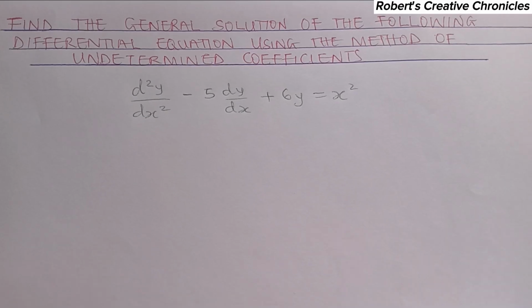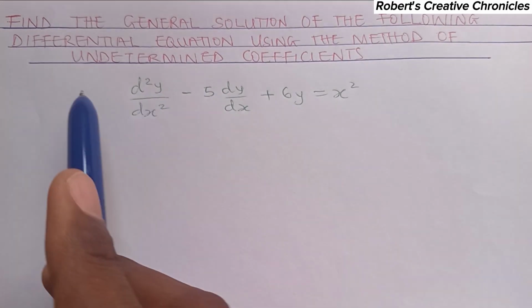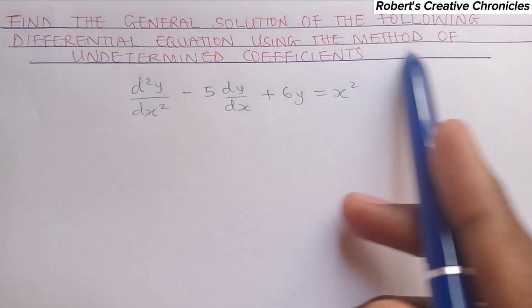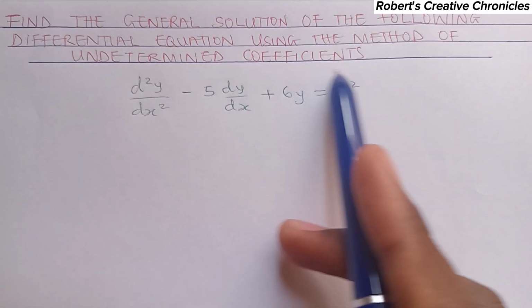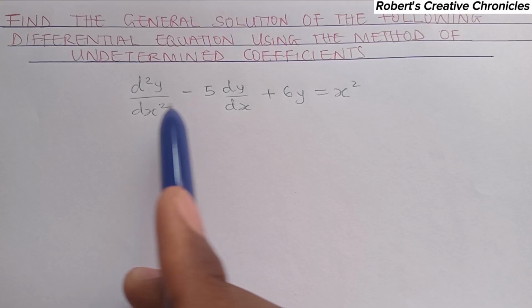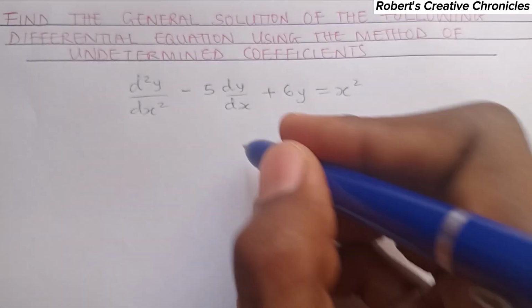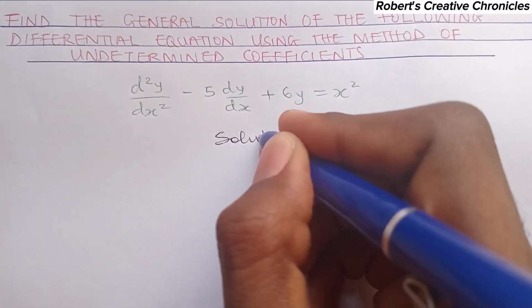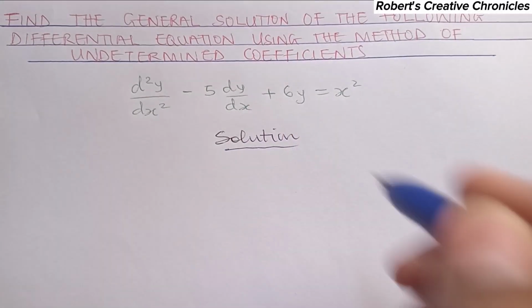So today we'll be solving this question, which states: find the general solution of the following differential equation using the method of undetermined coefficients. This is the equation. Solution.